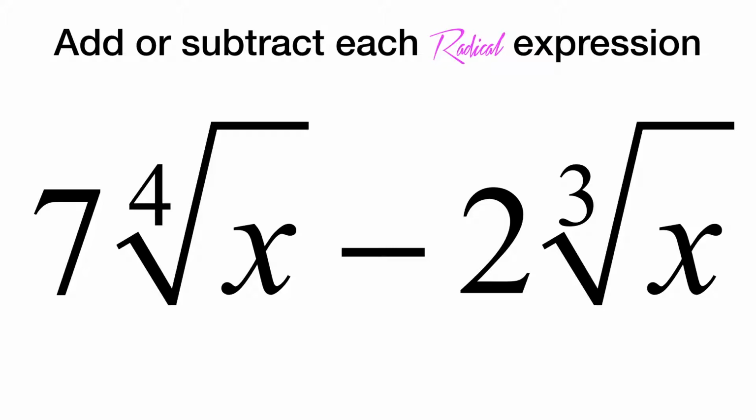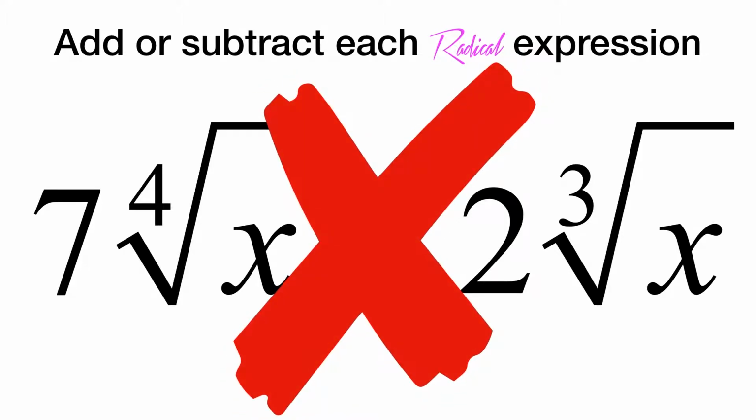7 fourth roots of x plus 2 cube roots of x. Well, let's see. 7 minus 2 is 5. But wait a second. No, it doesn't work. Why? Because one is a fourth root and one is a cube root. You can't go any further than that.